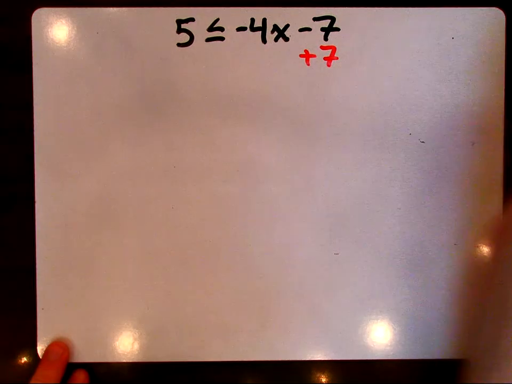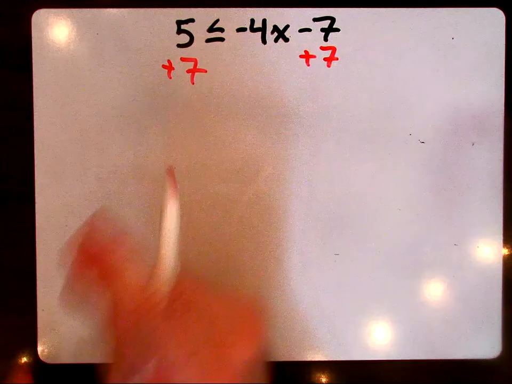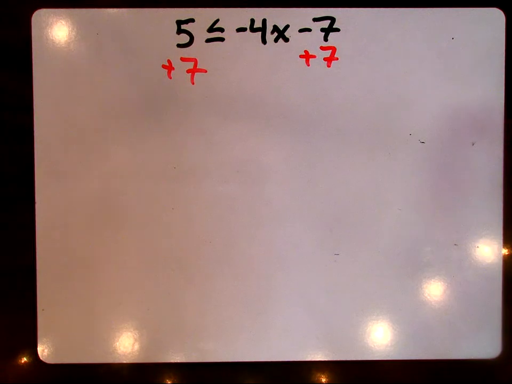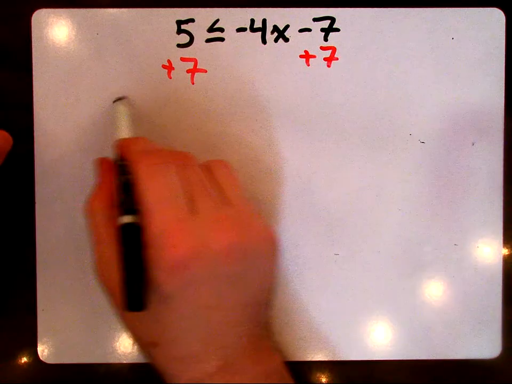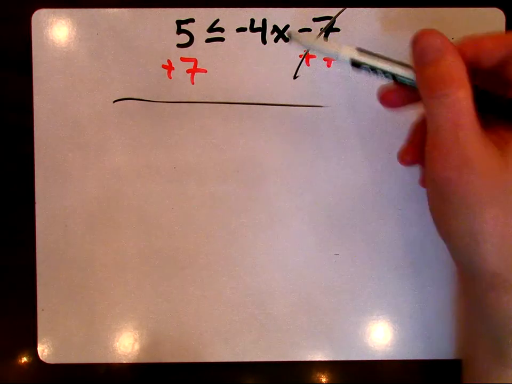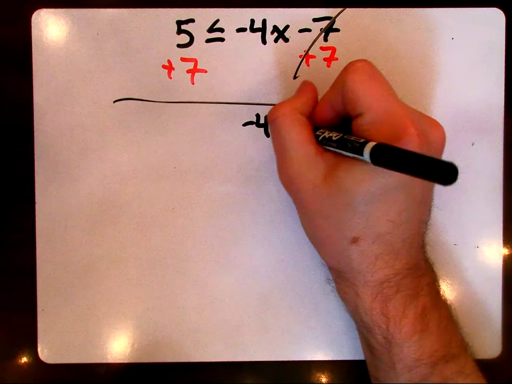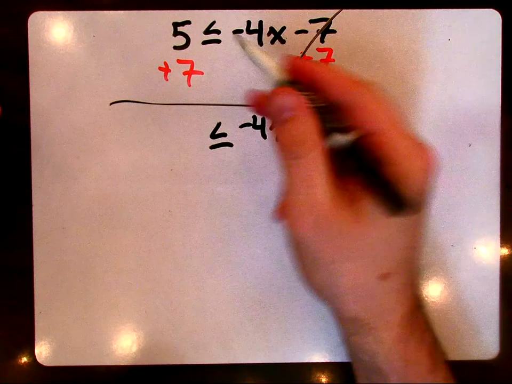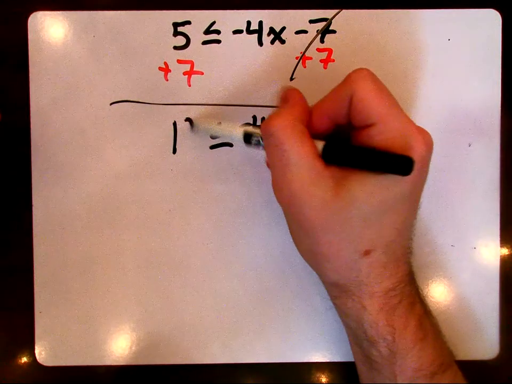We're going to add 7 to both sides. Again, I show my inverse operations in red, that way it's a little bit easier to understand. On the right side, my 7's cancel out. The negative 4x comes down. On the left side, I have a positive 12.